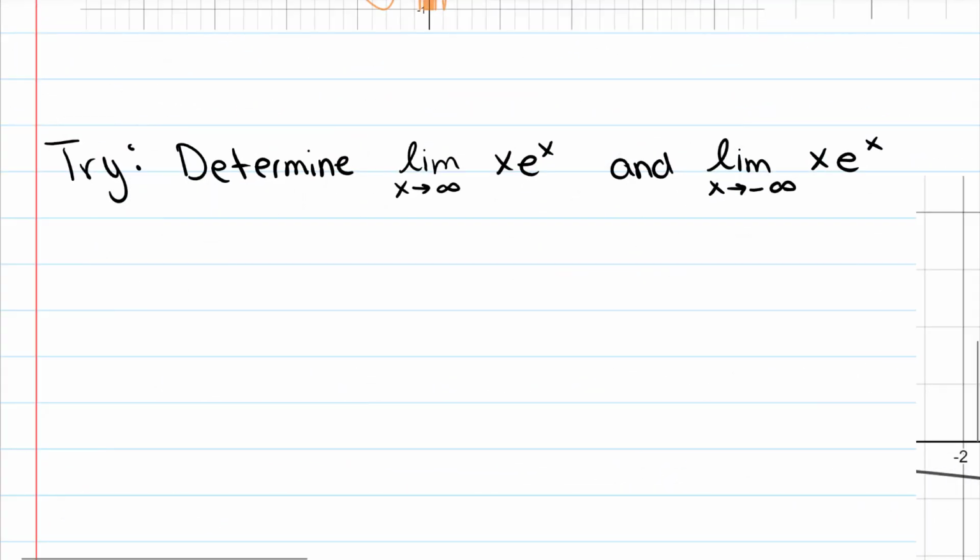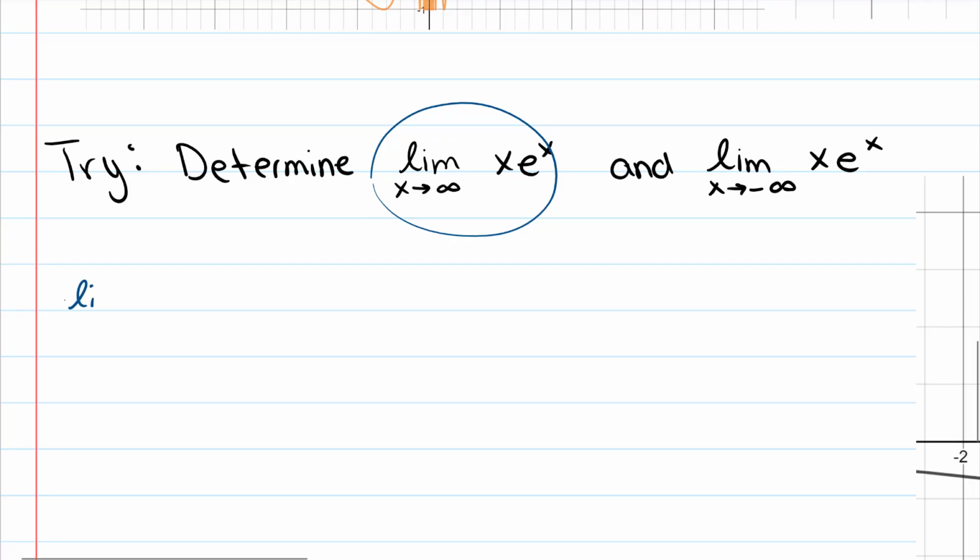Now on your own, I want you to try to determine the limit as x approaches infinity of x times e to the x, and the limit as x approaches negative infinity of x times e to the x. Alright, here we go. Again, using reciprocal substitution, because my gut says that this is going to be infinity, mostly because it's infinity times infinity, which should be infinity, but we don't know that for sure, so we have to check it out.